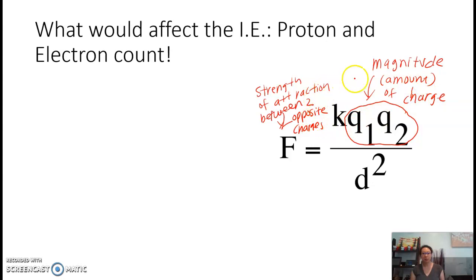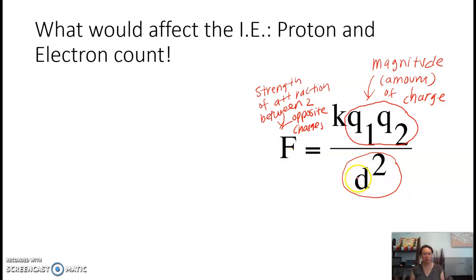Okay, so this is a direct relationship. If this one gets bigger, this one gets bigger. On the other hand, it is inversely related to distance. So inversely related means the larger this gets, the smaller this gets, or the smaller this gets, the larger the attraction between the two charges. And that makes total sense.